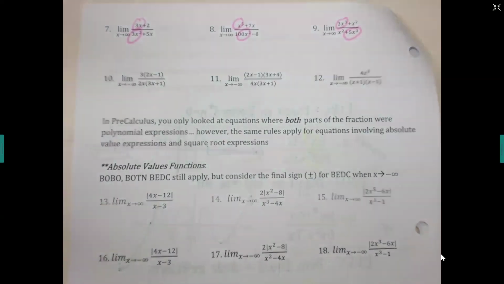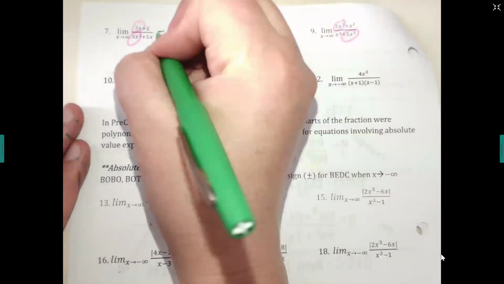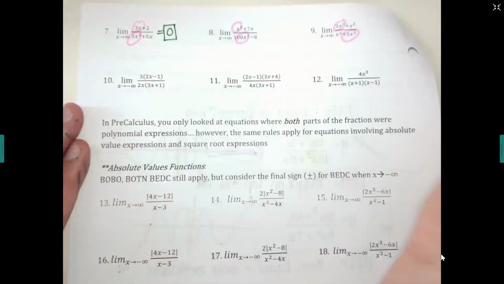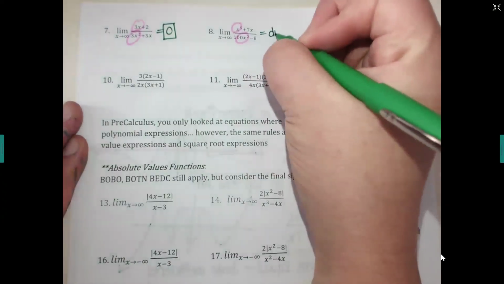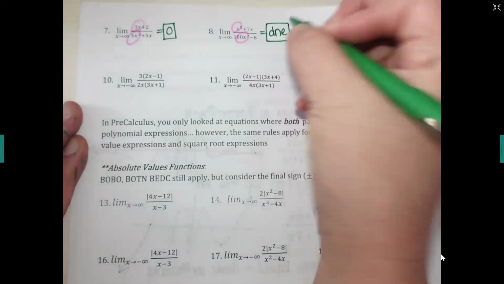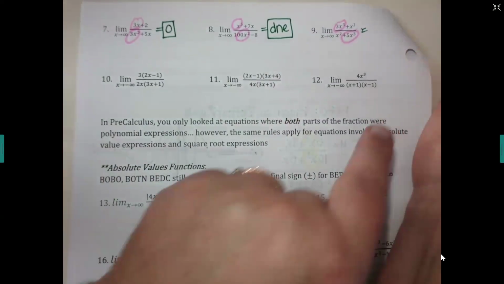Okay, for 7, can you tell me your answer? 0. Bobo is 0 because it's bigger on the bottom. What about number 8? Bottom means DNE, and then the last one is, so it'd be 3/5.